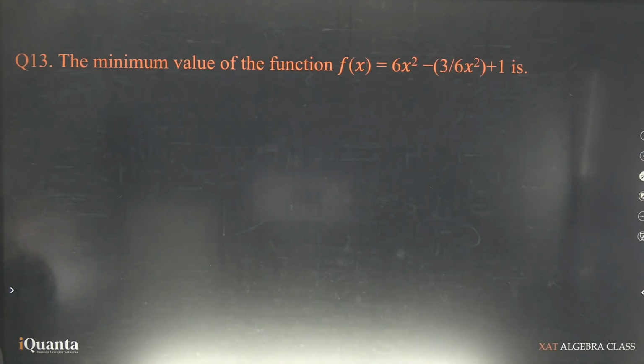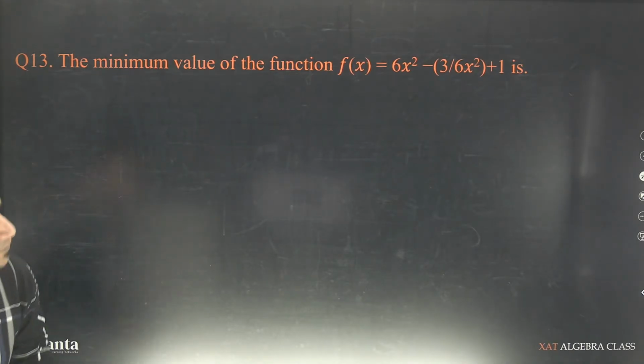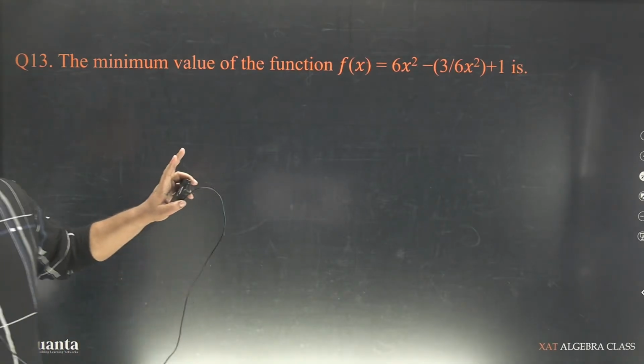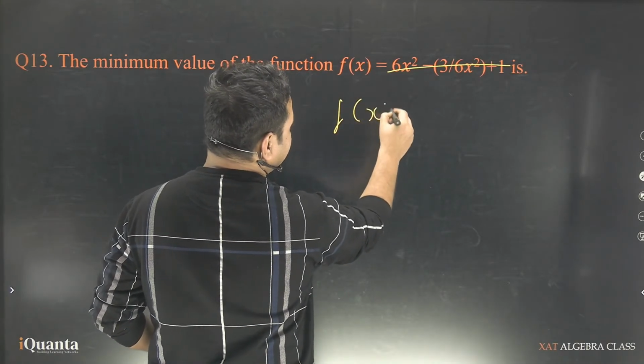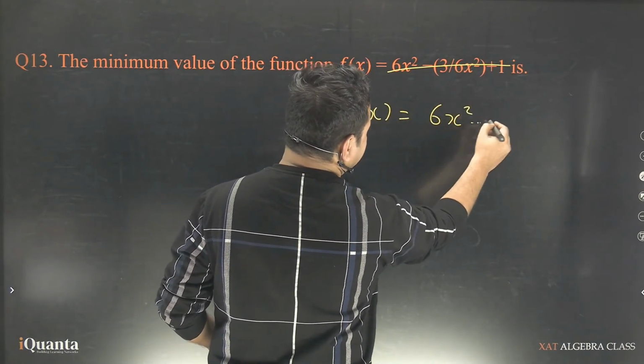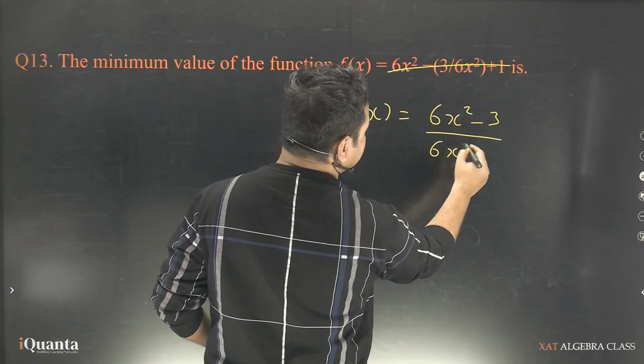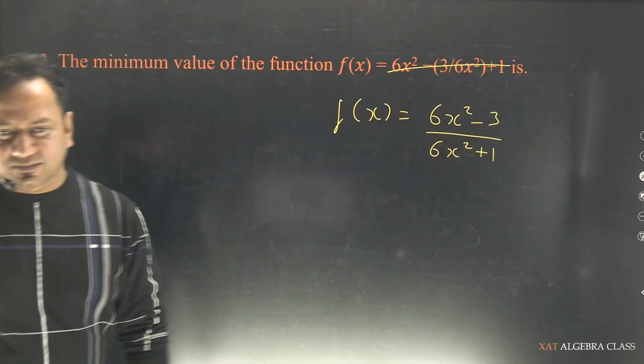All right, try to solve this question. Wait. There is a typo over here. This is not the expression. The expression is this. Fx is equal to 6x square minus 3 whole upon 6x square plus 1. This is the expression.